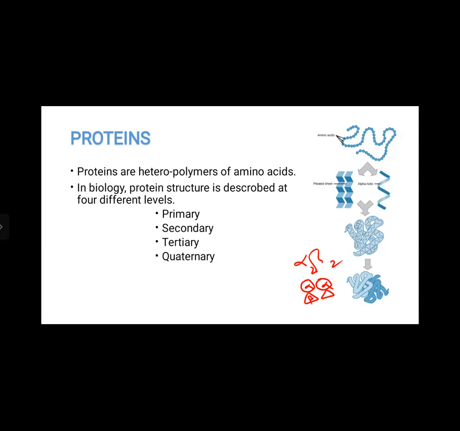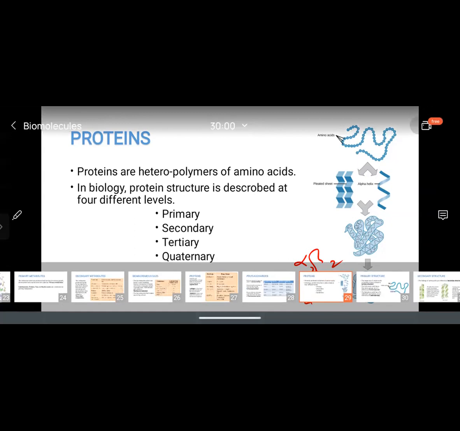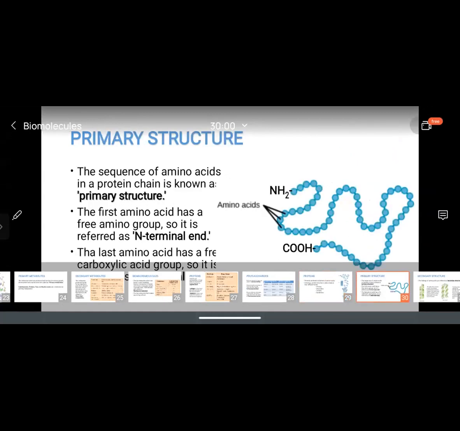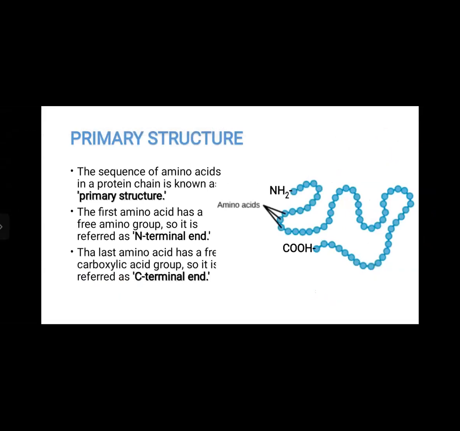Coming to quaternary structure, if 2 or more proteins come together to perform their action, that is called quaternary structure. For example, we have discussed hemoglobin. Now let us see these structures in detail.